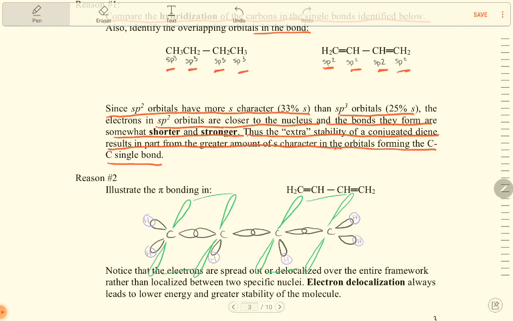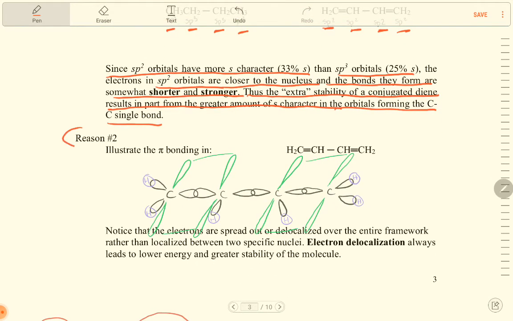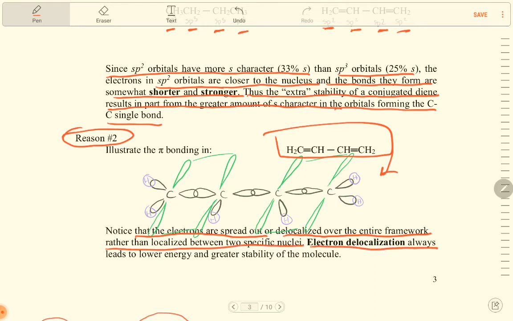All right. Now let's see reason number 2. Illustrate the pi bonding. So you can see when you have this one and we are drawing its orbital diagram, notice electrons are spread out or delocalized over the entire framework rather than localized between two specific nuclei. Electron delocalization always leads to lower energy and greater stability of the molecule. So that's another reason. All right.